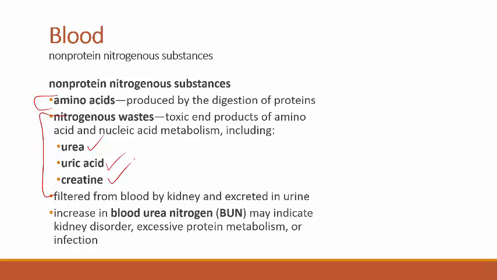So nitrogenous wastes. And anytime we notice an increase in blood urea nitrogen, so that's looking at urea content of the blood as a way of tracking the nitrogen in the blood, also referred to as BUN, it can indicate that there's something going on in the kidneys, some sort of disorder of the kidneys. It could be that it's telling us that we're seeing excessive metabolism of protein, or it can be a side effect of infection. So tracking blood urea nitrogen can tell you a lot about the functioning of the body.